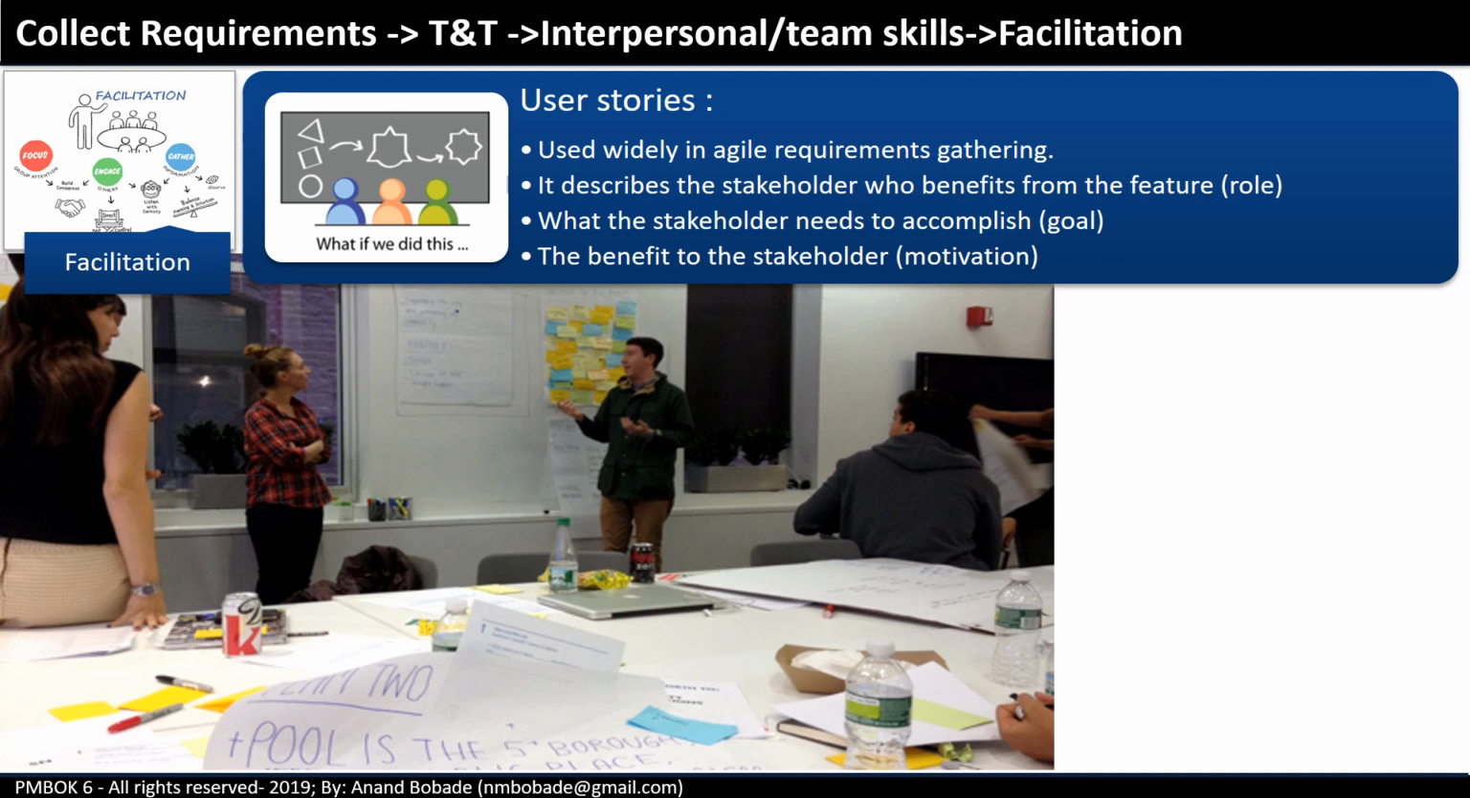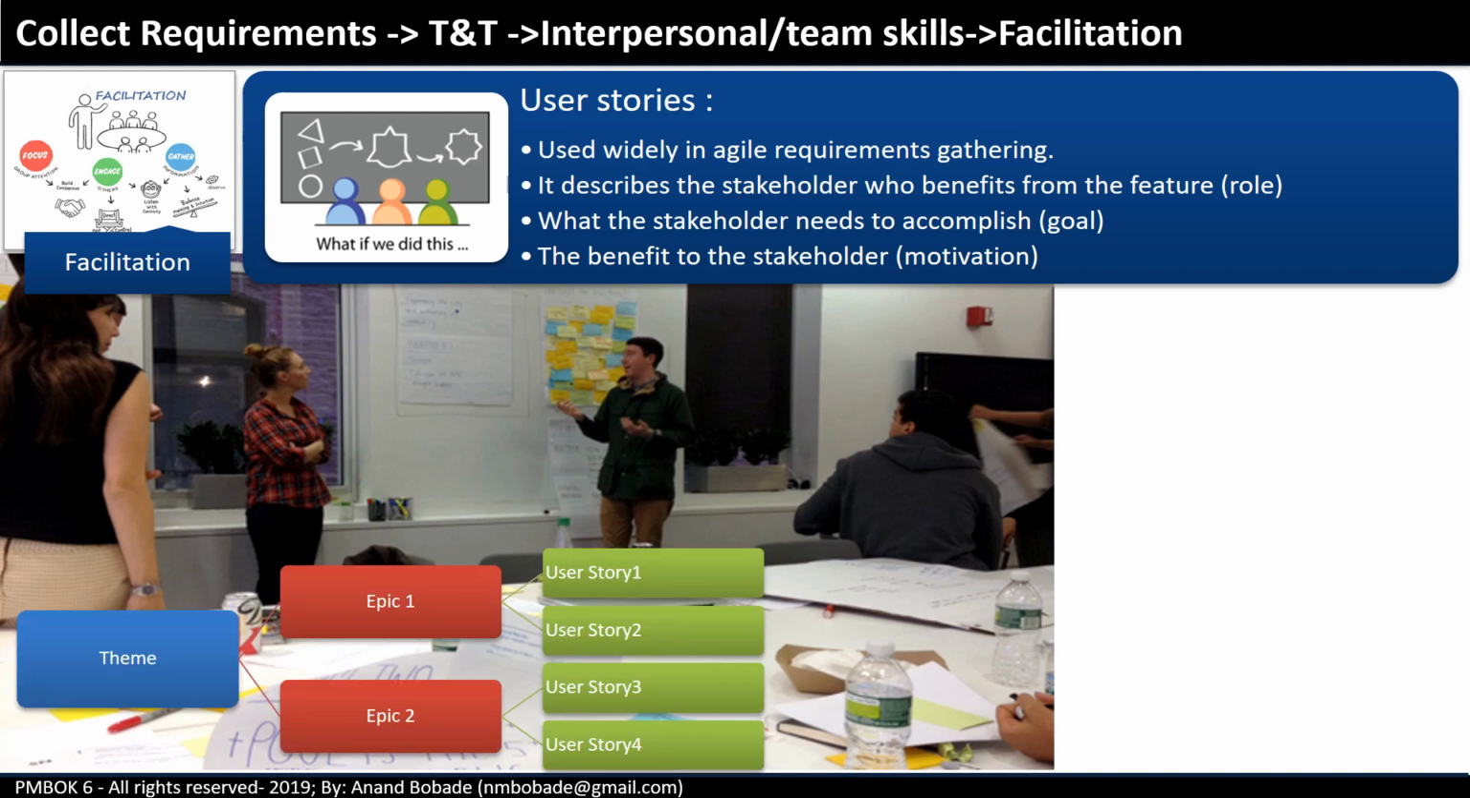User stories are used in agile project methodologies where the required functionality of a product is described in the form of user stories. A user story describes the stakeholder who benefits from the feature, that's a role; what the stakeholder needs to accomplish, that's a goal; and the benefit to the stakeholder, that's a motivation. Generally in agile, a project starts with a theme which gets divided into epics, and each epic is divided into multiple user stories.